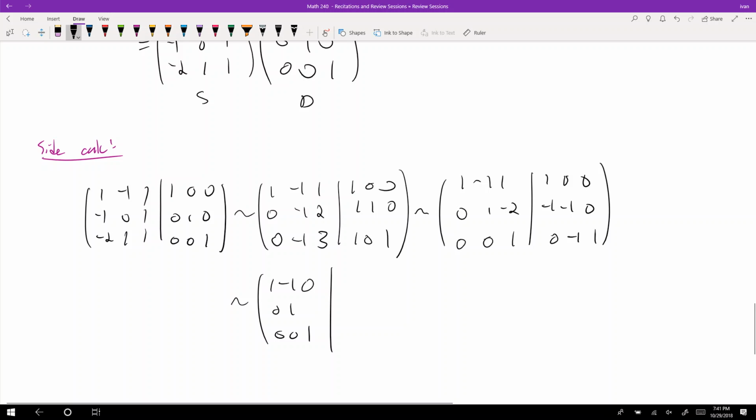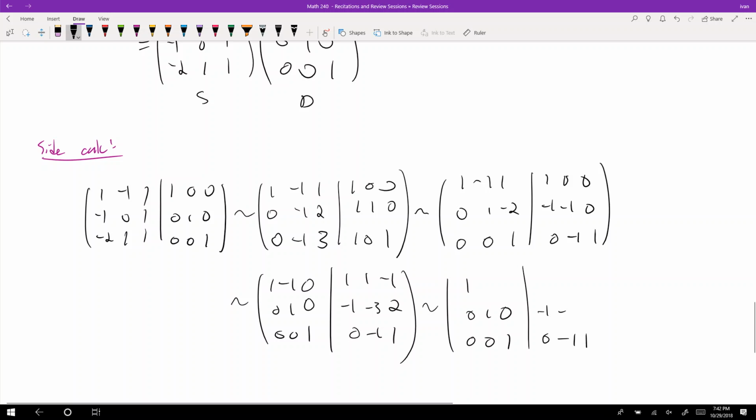So we can make a 0 here, and we can make a 0 here. And how do we do that? Well, this is 0, -1, 1. Row 2, add 2 times row 3: -1, -3, 2. And then row 1 minus row 3, so that's 1, 1, -1. And then finally, 1, 0, 0, 0, 1, 0, -1, 1, -1, -3, 2. And up here we'll get 1, 0, 0, add the second row: 0, -2, -1.